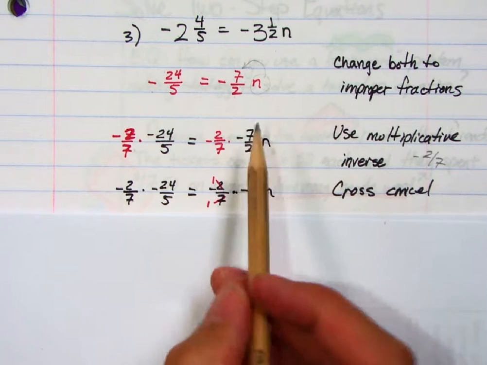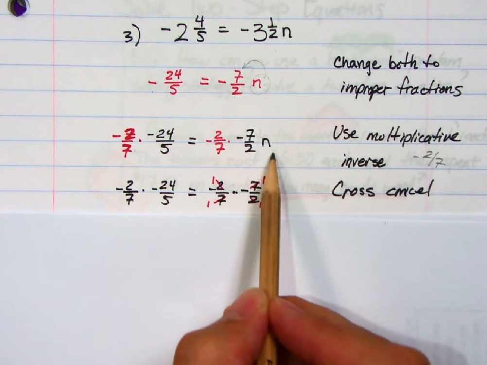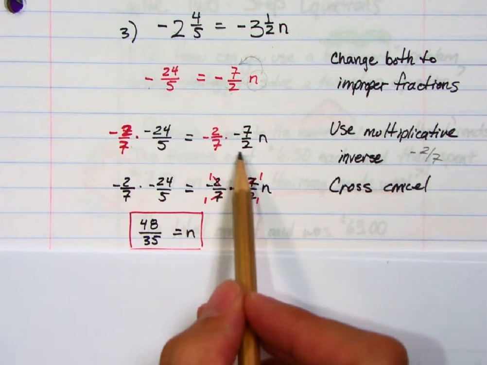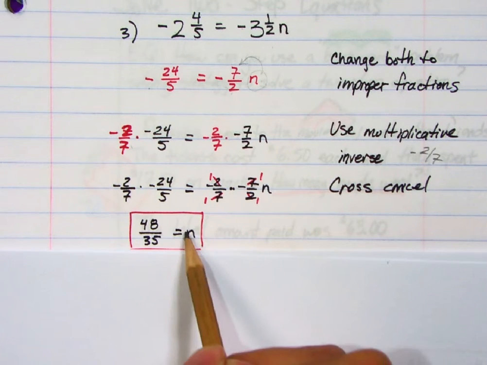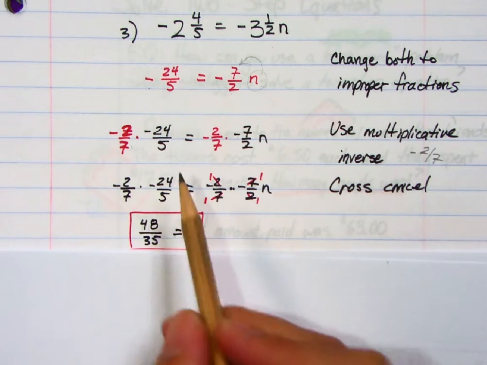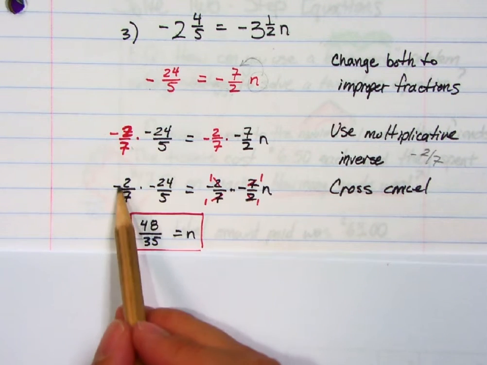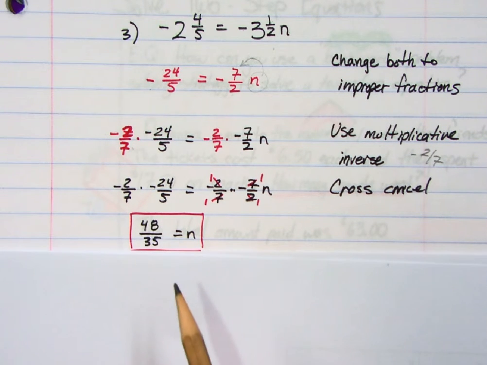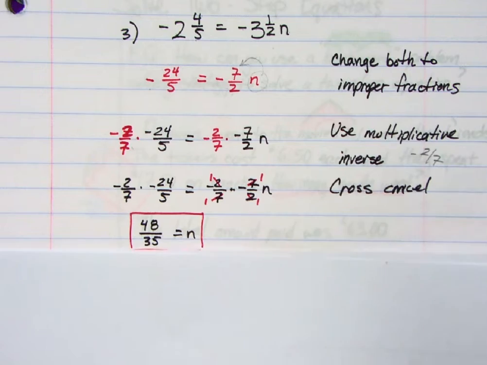Okay, so the goal here is so that I can get my variable by itself, to not have a coefficient other than 1. So that all will cancel out, cross, cross, cross, cross. I get n. Over here, there's nothing I could have cross canceled, so unfortunately I just have to multiply across. Negative 2 times a negative 24 is 48. 7 times 5 is 35. You say, boy, that's a weird answer. I'm not sure that's going to work.